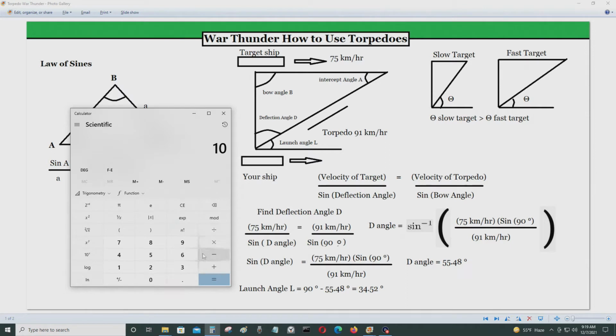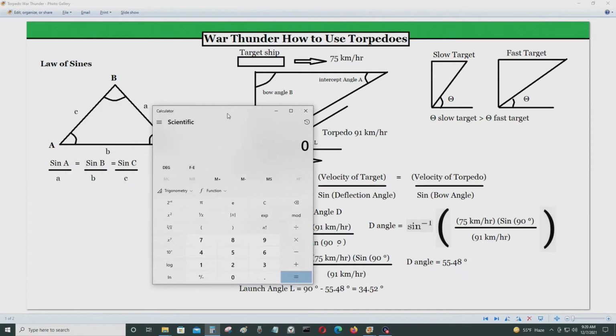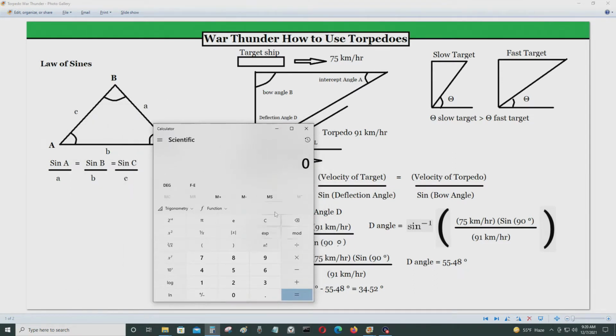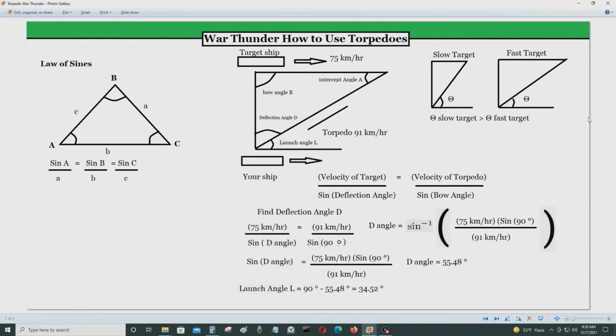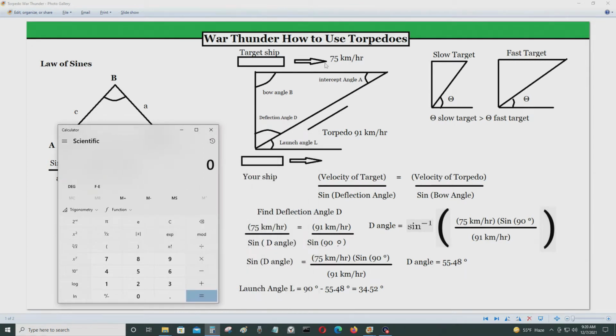Ten feet per second times 60 seconds times 60 minutes divided by 5,280. That's about 6.81 miles an hour. So just by getting the rate of change per time, you could get the velocity per hour, or speed per hour. So you would get the speed of the target ship.